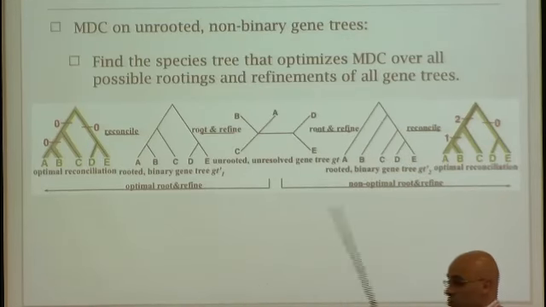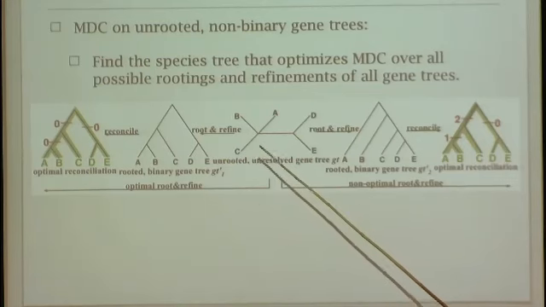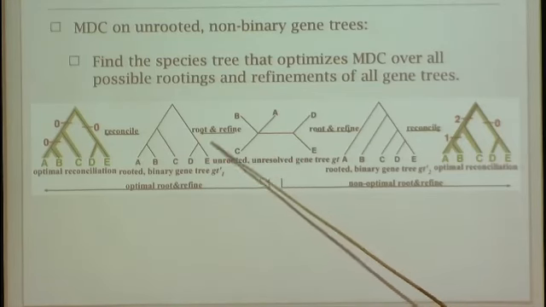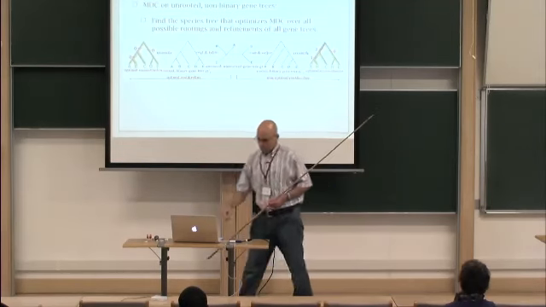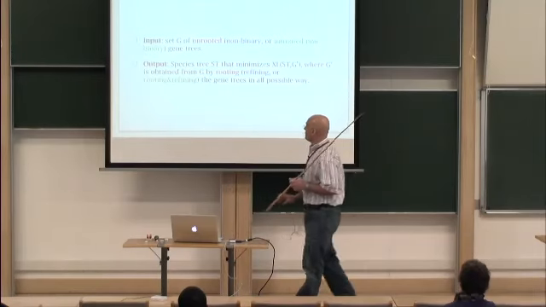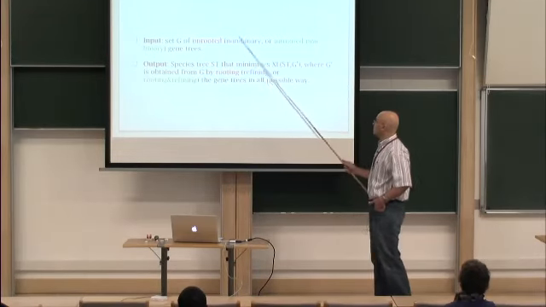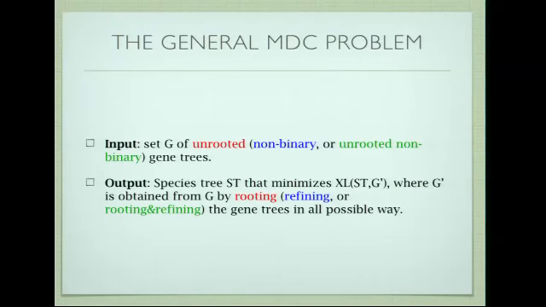And the third case, of course, we combine the two. If the gene tree is unrooted and non-binary, now we have to root and refine, and score. Okay. So for this problem, the input is a set of unrooted or non-binary or unrooted non-binary gene trees. The output is a species tree that minimizes XLST of G prime, which minimizes the number of extra lineages for a given G prime, which is basically the rooted version of G, or the refined version of G, or the rooted and refined version of G.